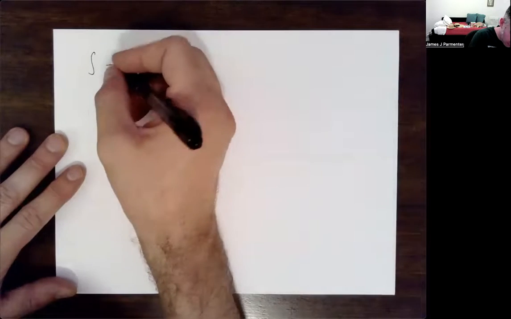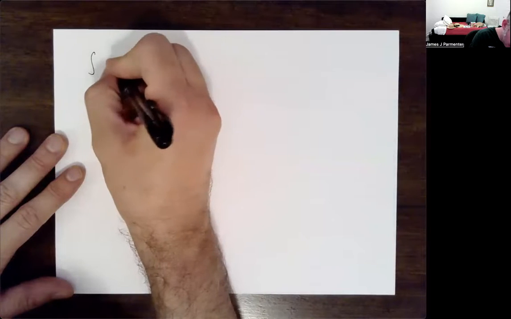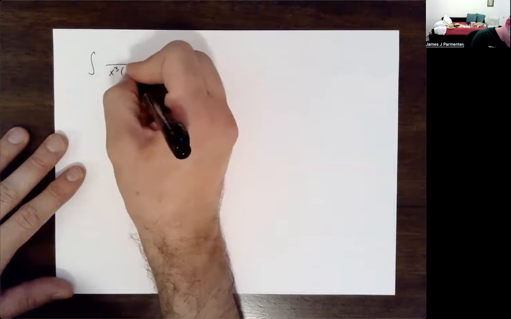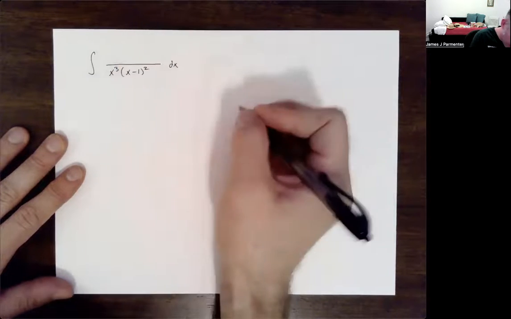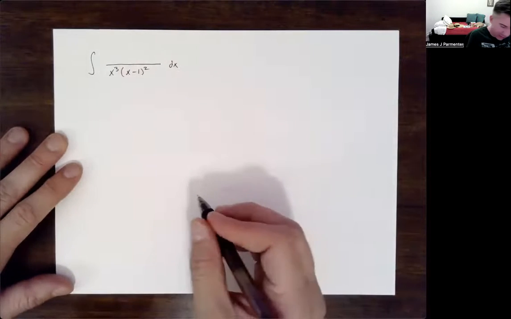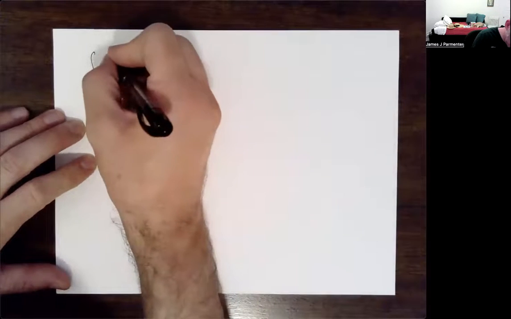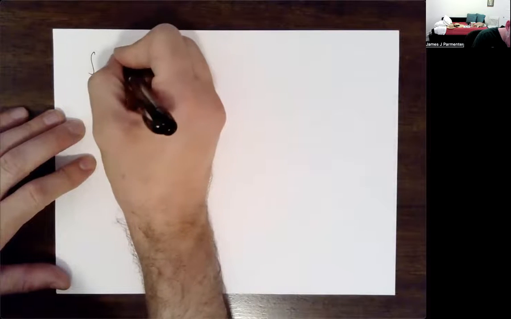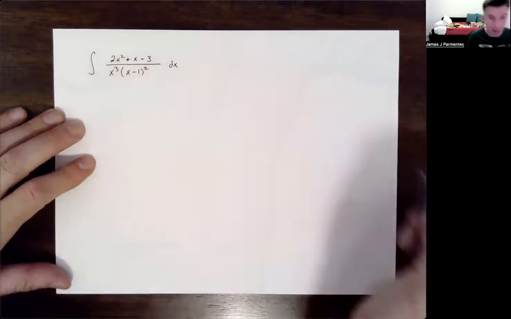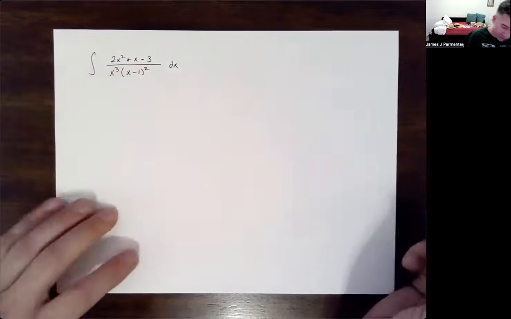So let's say we have the integral. Let's say our denominator is x cubed times x minus 1 squared. And then, so that's going to be a degree 5 in the denominator. And let's say the numerator, just for fun, is 2x squared plus x minus 3. I might regret this. We'll see.